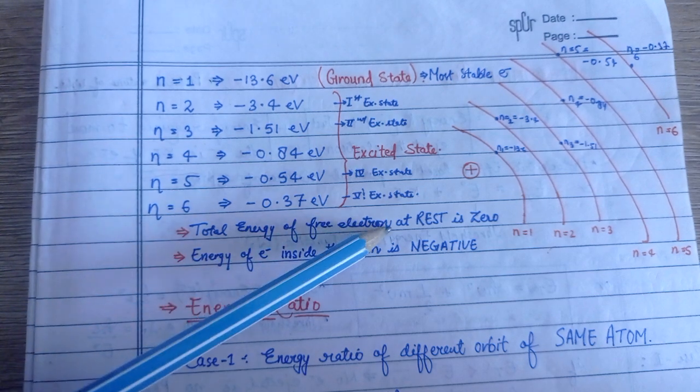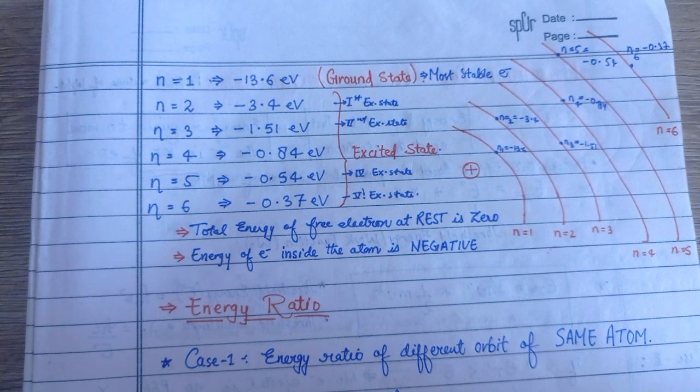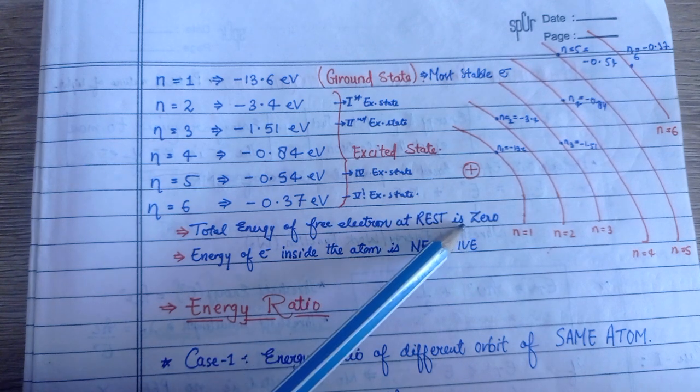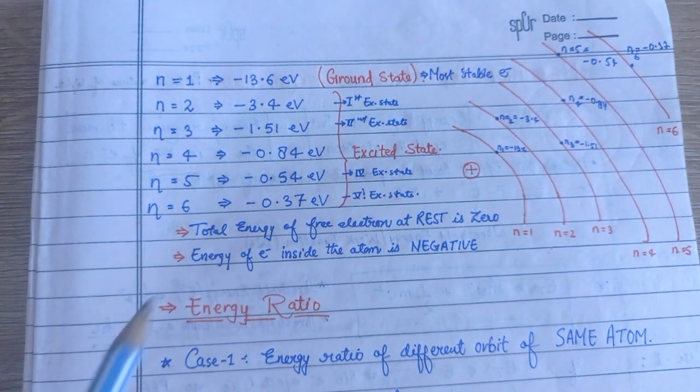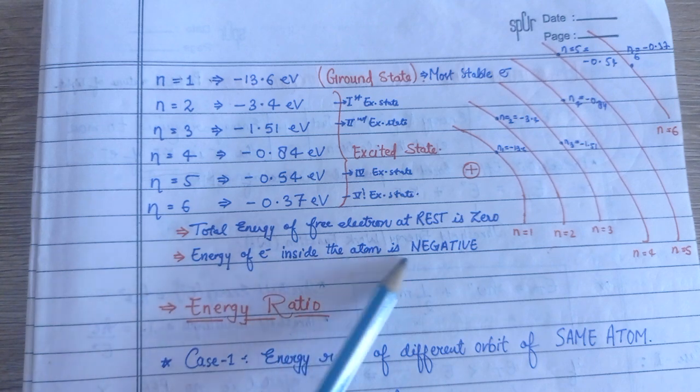Total energy of a free electron at rest is 0. This question can be asked, although an electron will never be at rest. These are assumptions of Bohr's. Bohr created some problems for us, but you have to pass the exam, so you have to remember. Energy of an electron inside the atom is negative.